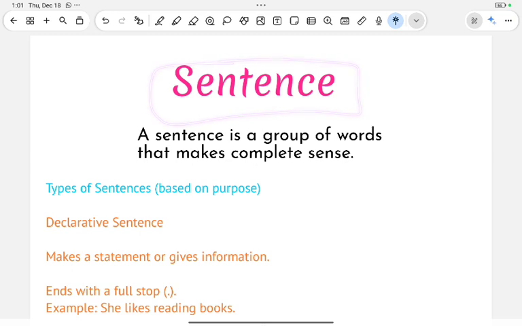Today we are going to start our grammar topic, that is sentences. We are going to understand what a sentence is all about and the different types of sentences based on their purposes. Let's start. First, a sentence is a group of words that makes complete sense.